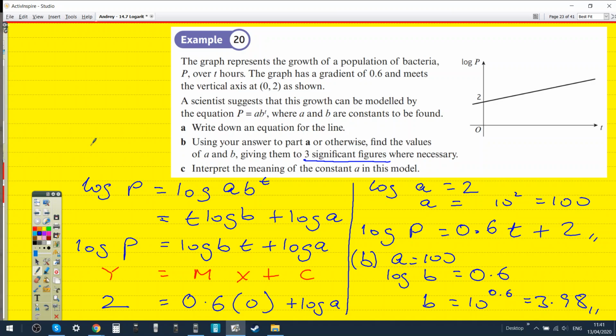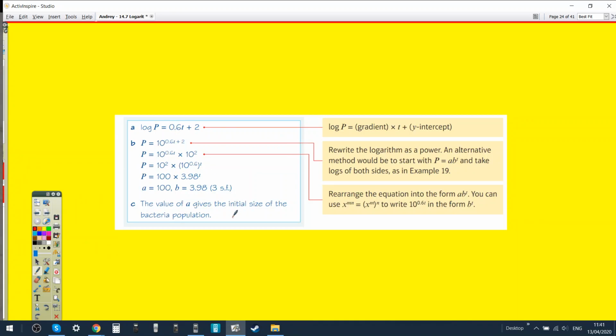Constant A in this model. Is A just the starting value of bacteria? Yes. Let's say initial amount of bacteria, initial population of bacteria. Basically when time is 0, population is A, since b to the power 0 is 1. Let's just check our stuff. So that's the initial size. Log P is equal to 0.6t plus 2. And b was 3.98, and a was 100.